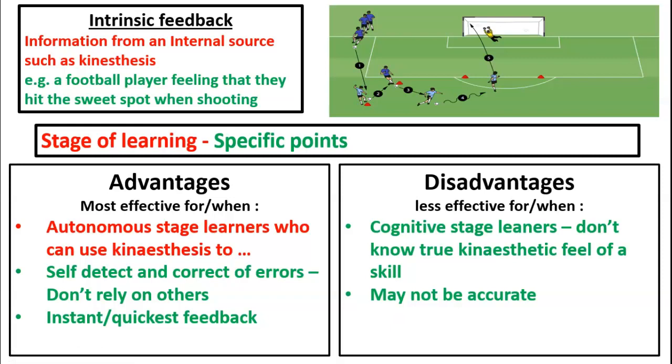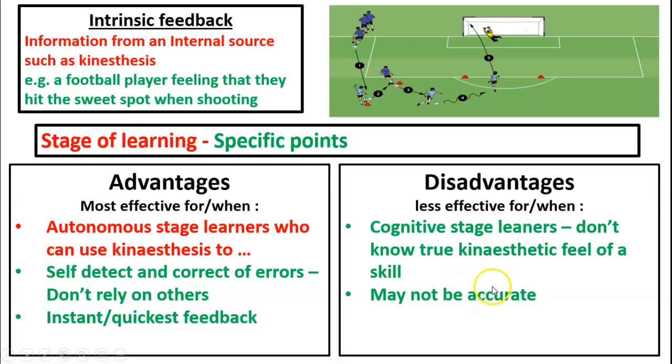So, it might be that you feel something and you think, oh, I did that really well. Say, for example, somebody is shooting here, they kick with their toe and it goes in the goal, and they have that feeling of kicking with their toe that makes them think they're doing it right. But actually, it might not be the accurate kinesthesis. It might not be the right kinesthesis. So it might not be accurate, which is a problem.